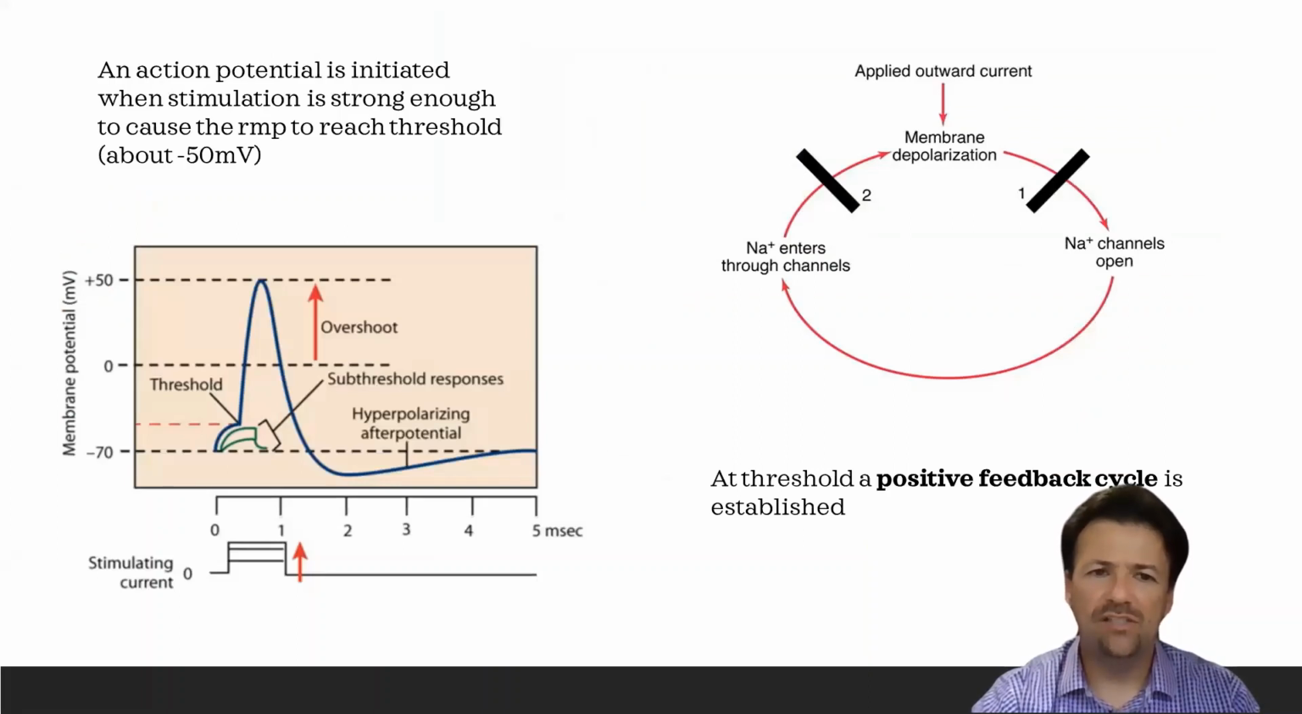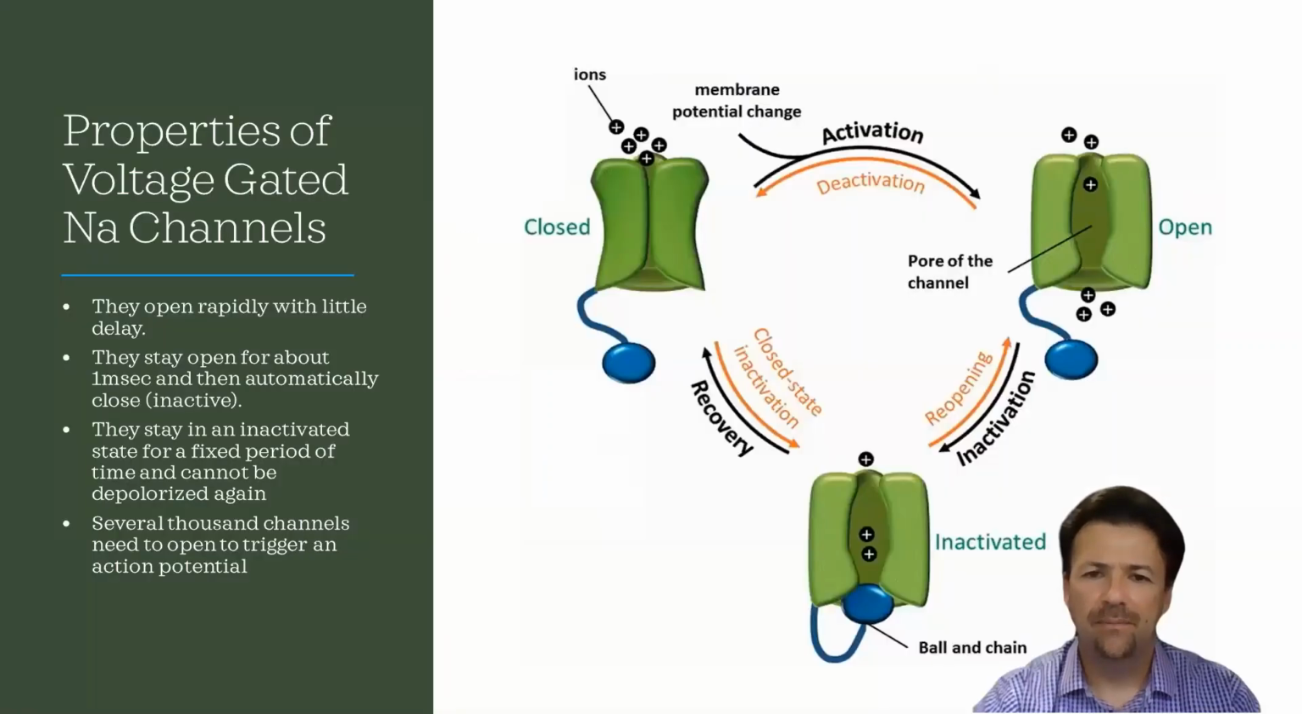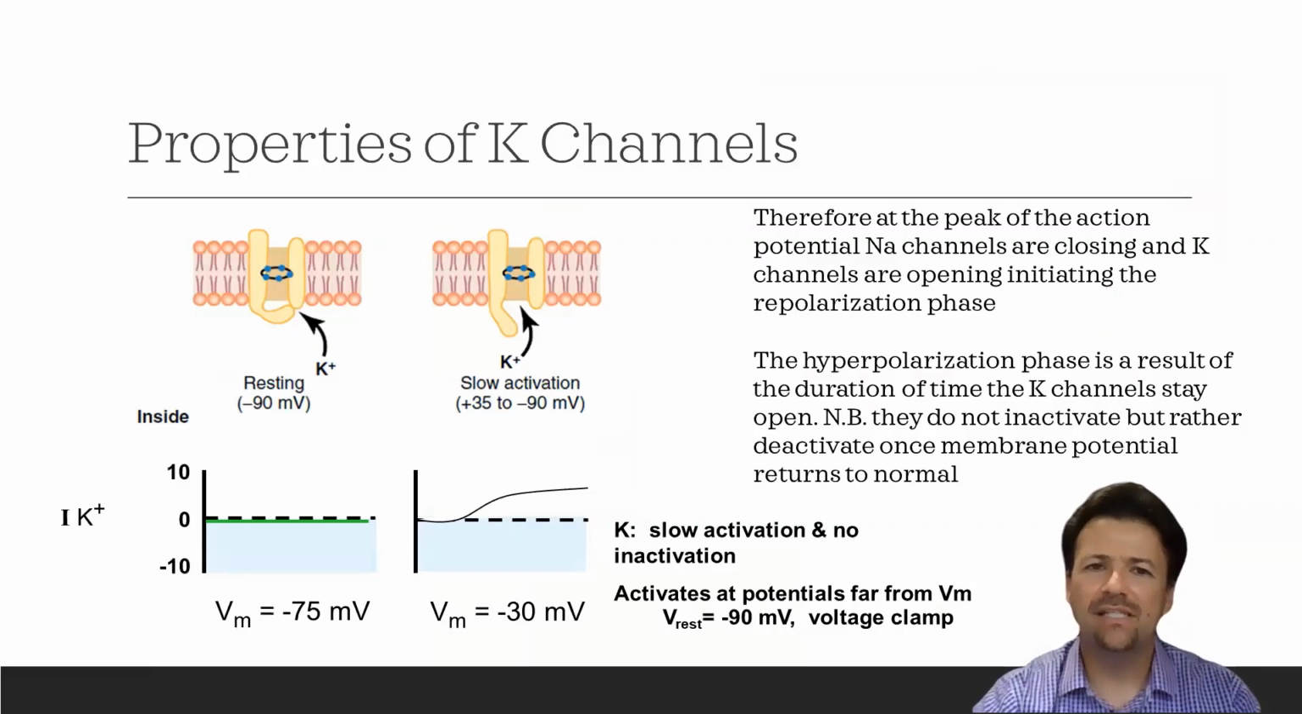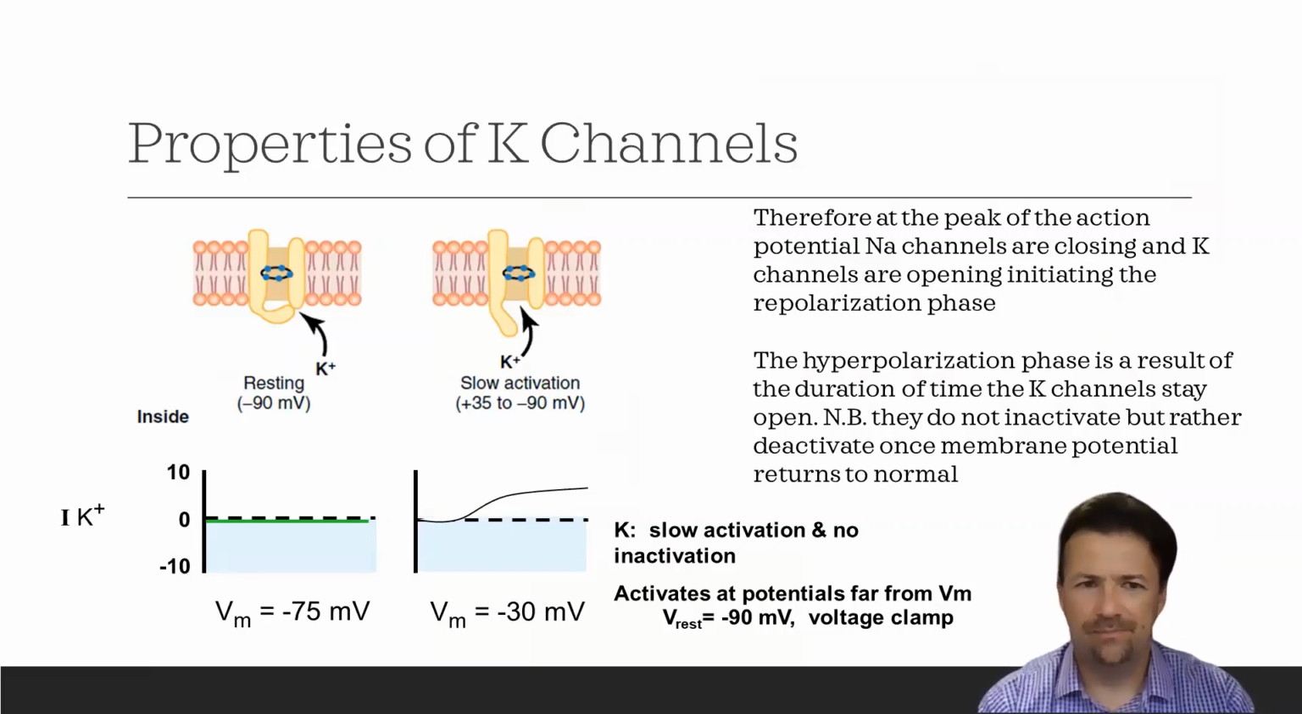Now we're going back here to see that the rising phase stops because the voltage-gated sodium channels are closing. But something else important is happening, which is now going to trigger the repolarization phase, or phase 2. And that is the opening of voltage-gated potassium channels. These potassium channels also respond to voltage, just like the sodium channels, but they are very slow to activate.